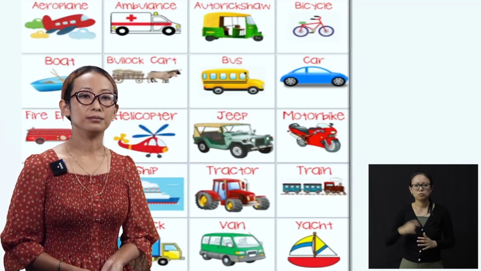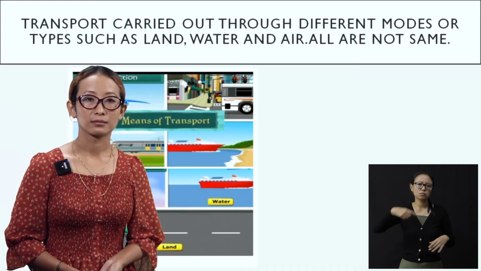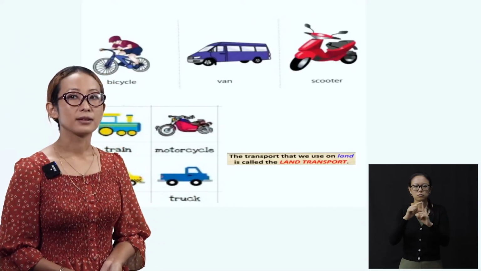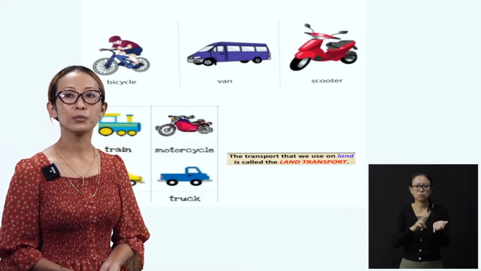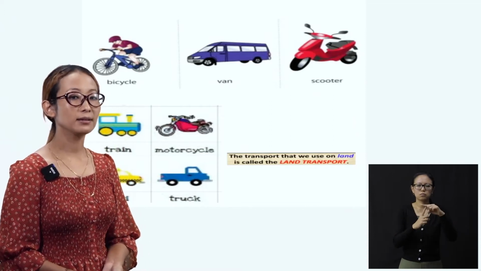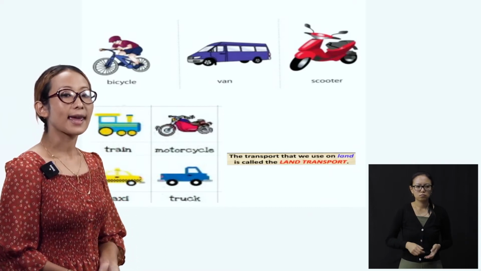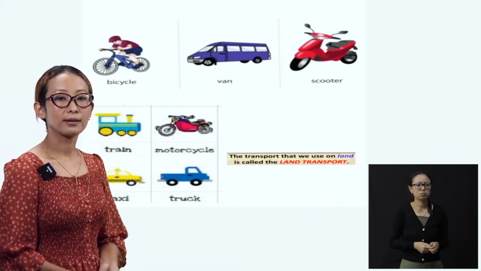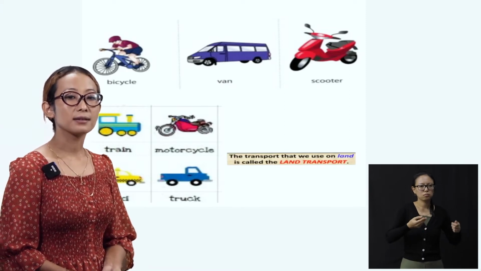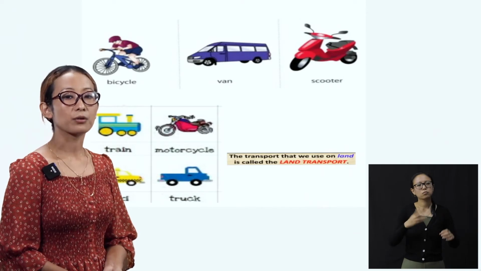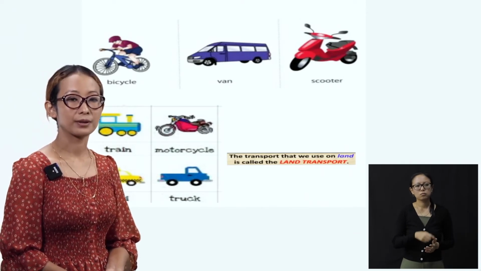So the land transport means the vehicles that move on land or on the road, such as a bicycle, a van, a scooter, a motorcycle, a taxi, or a truck. These vehicles that we use on land, that move on land, are called land transport.